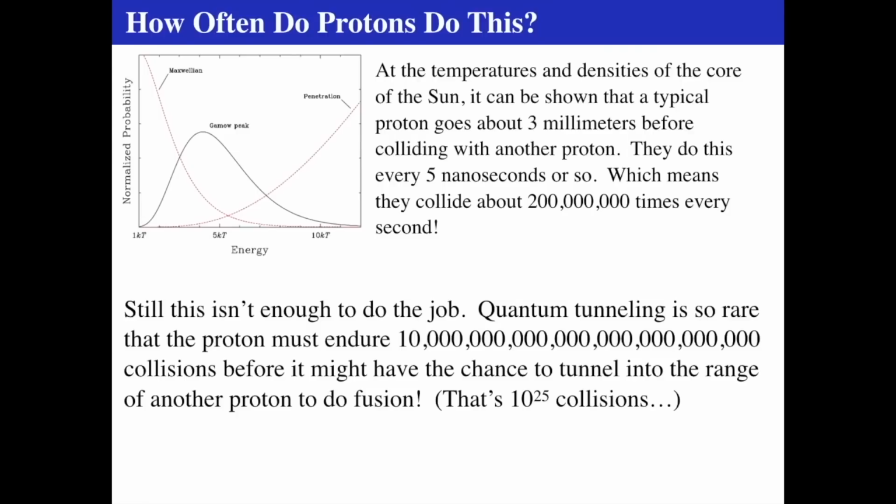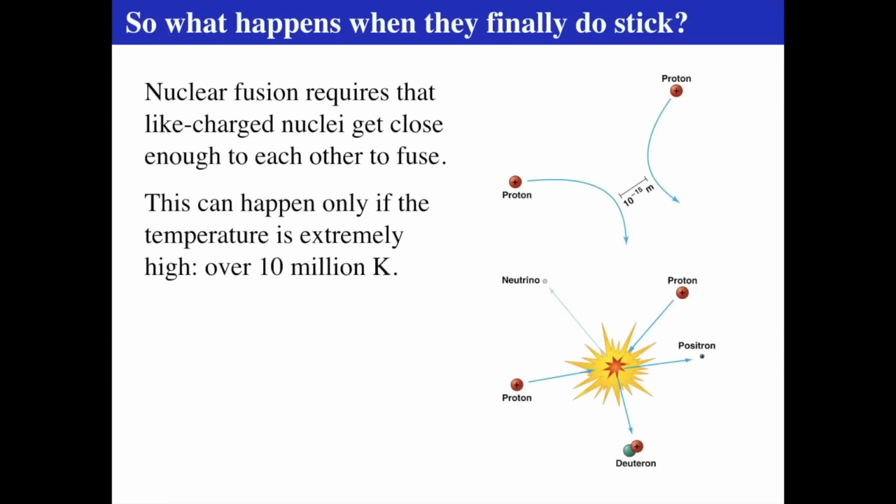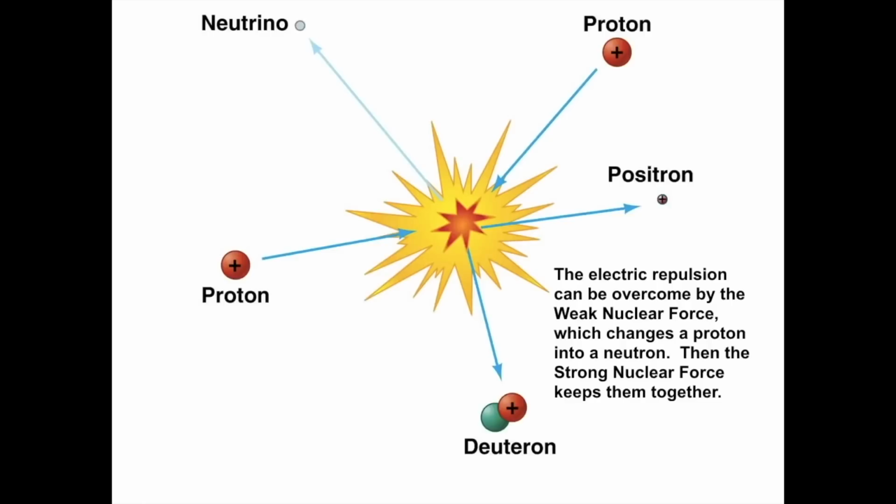And let's see how that happens. All right, so what happens when they finally do stick? Okay, great. Now we've got a mechanism by which we can say they finally can stick. Nuclear fusion says that like charged nuclei have to get close enough in order to fuse, and they've got to be at this temperature, and they've got to have quantum tunneling. So let's see what we got.